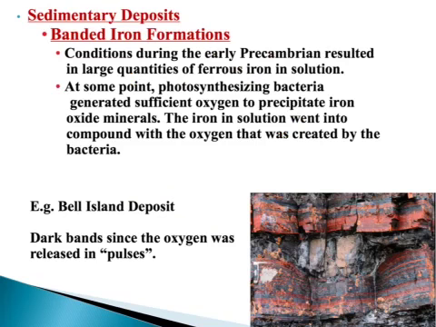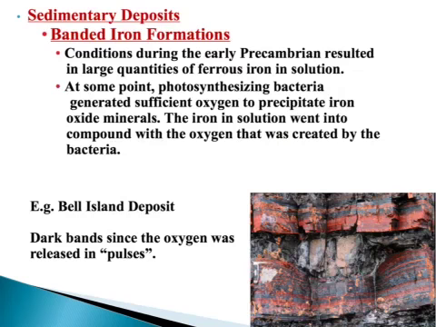Banded iron formations is basically about a certain time in geological history. And so if we were to go back to the Precambrian, which is before 545 million years ago, there was a lot of iron in the water of our oceans and seas. However, there was no oxygen at the time because we didn't really have any species that could do photosynthesis. So we had this water that's very, very rich in iron.